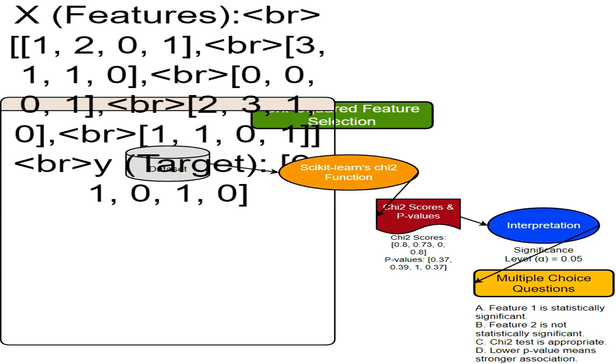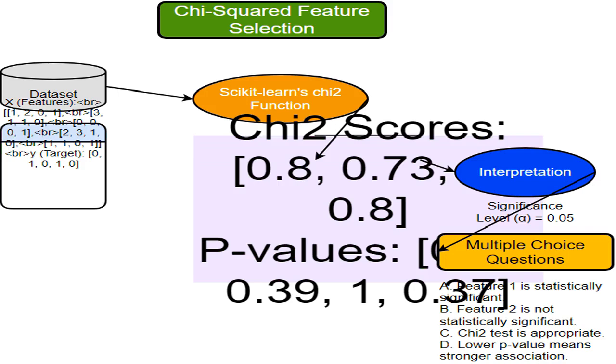A low p-value means the association is likely real, not just random chance. Here are the actual results from my analysis. For example, feature 1 has a chi-squared score of 0.8 and a p-value of 0.37. Feature 2 has a score of 0.73 and a p-value of 0.39. Feature 3 has a score of 0 and a p-value of 1. And feature 4 mirrors feature 1.